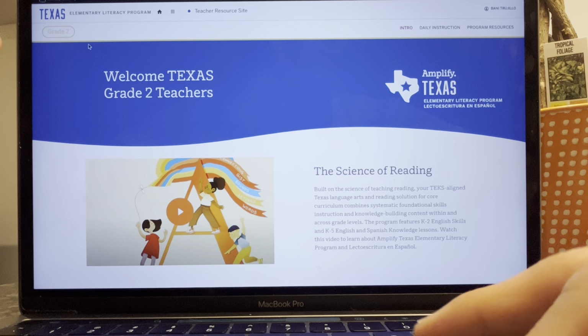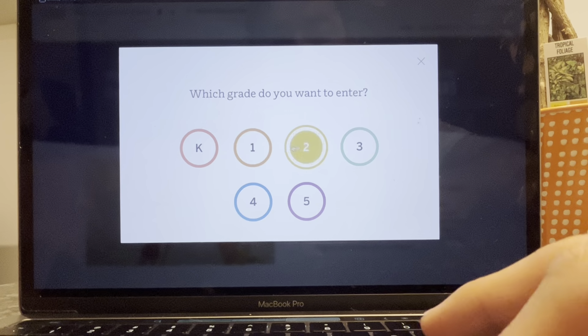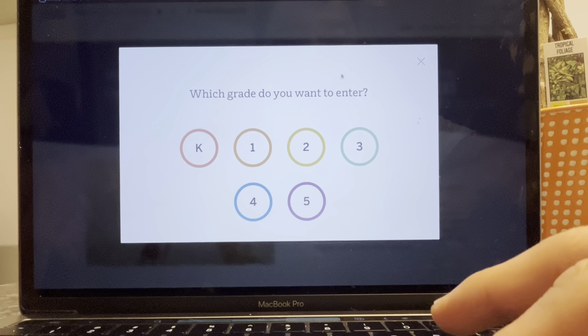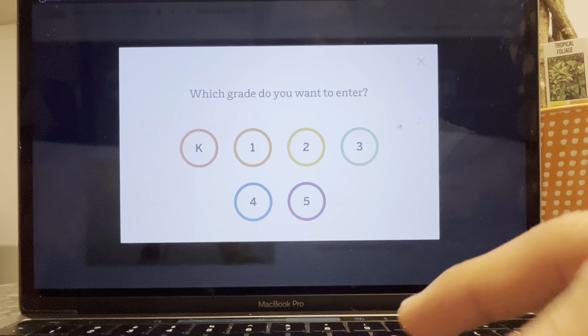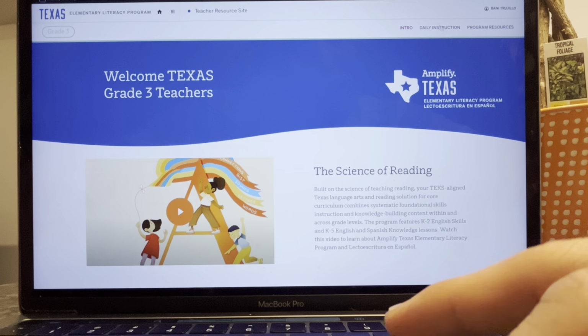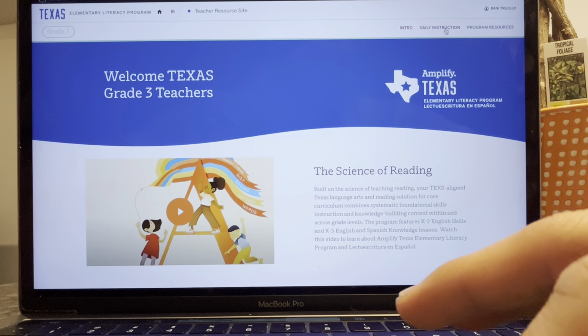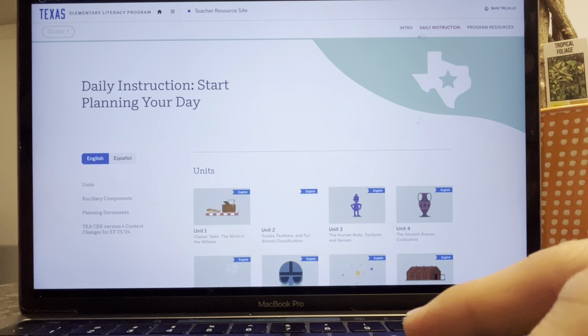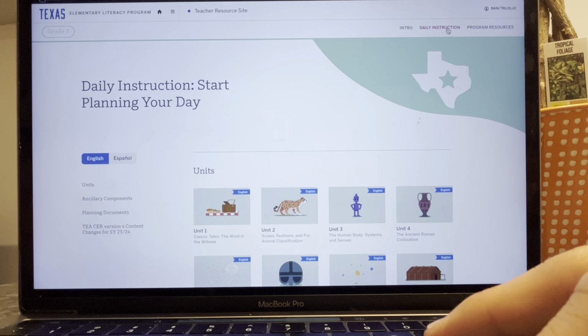So now on the top left, we have our grade levels. So we have K, first, third, through fifth grade. With this lesson, I was looking at a lesson in third grade. Here on the right, we have our daily instruction, and then also our program resources. So we'll click on the daily instruction. The great thing about this is that it also has the lesson available in Spanish. So for those bilingual teachers, we have those Spanish lessons. But today we're going to focus on English lessons, and then we'll look at the components of the lesson. So for that, we're going to go into the daily instruction.